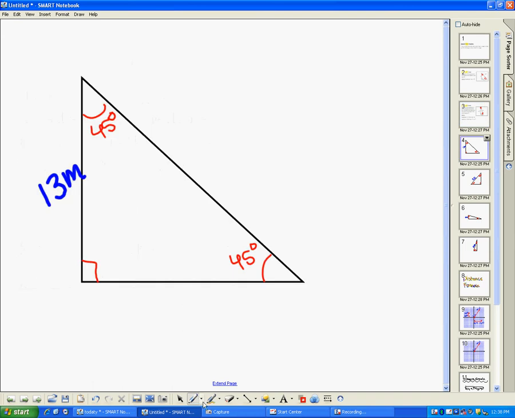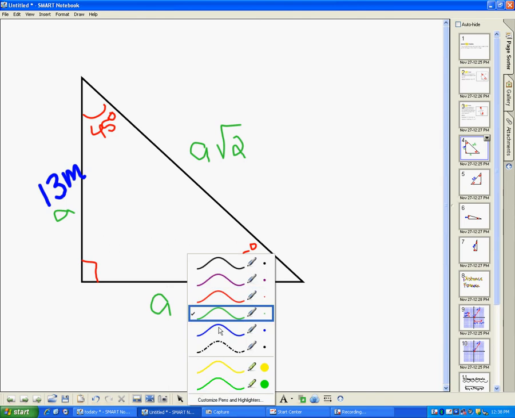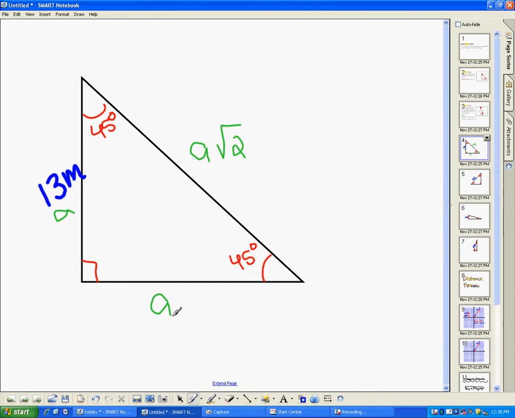Alright, this first one is a 45, 45, 90 degree triangle. And so again, you're going to have two legs. Here's your right angle. You've got a leg coming off here, and a leg coming off here. They're both A's, and then your hypotenuse is going to be A square root of 2. So if this leg is 13 meters, that means that this leg is also 13 meters. And if A is equal to 13, that means the hypotenuse is equal to 13 square root of 2.